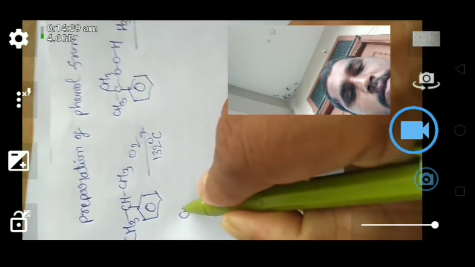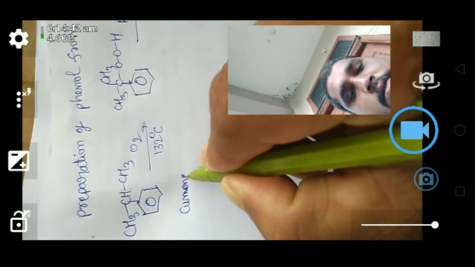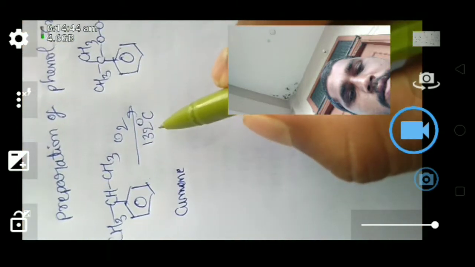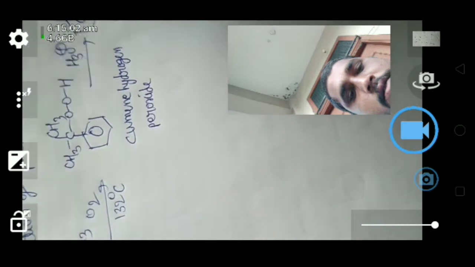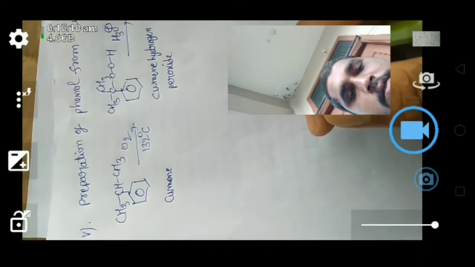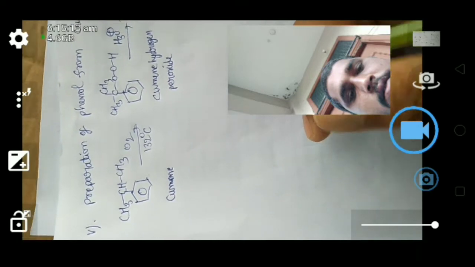See here, cumene, when we react with oxygen in the presence of heat, that is 132 degrees centigrade, gives cumene hydroperoxide. Again, this hydroperoxide, when you react with acidic medium, gives phenol and acetone. These are the preparation methods of phenol. Now we will discuss physical and chemical properties of phenol.